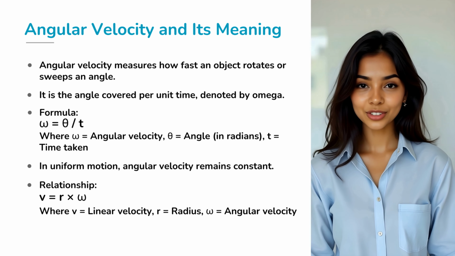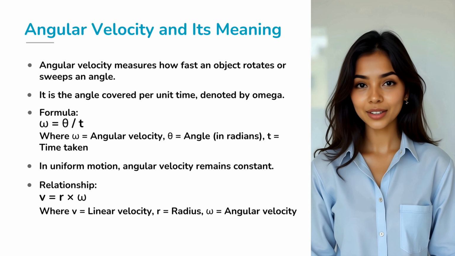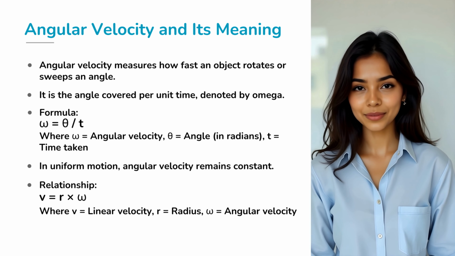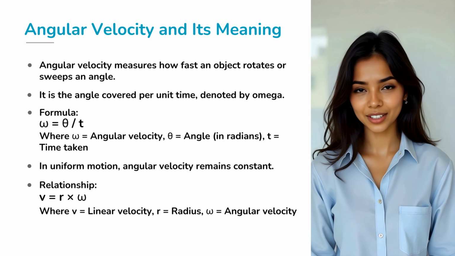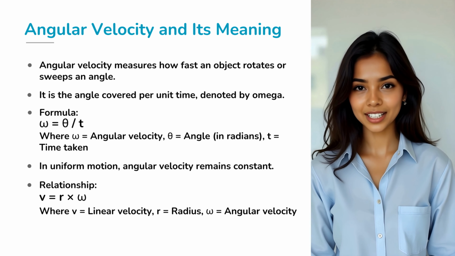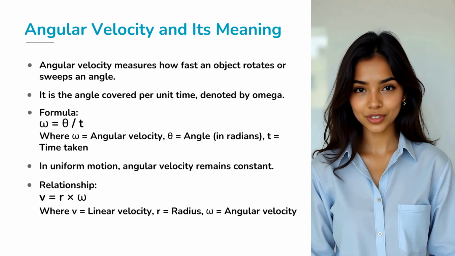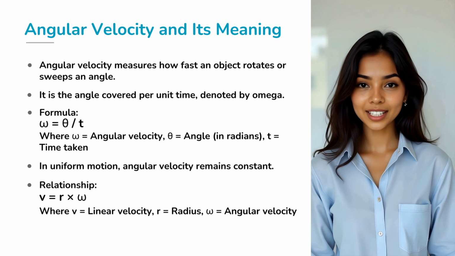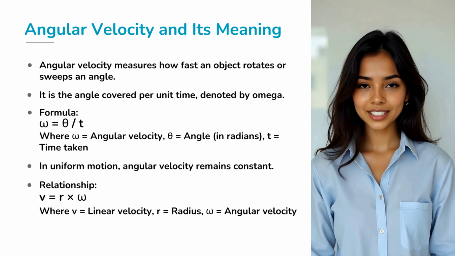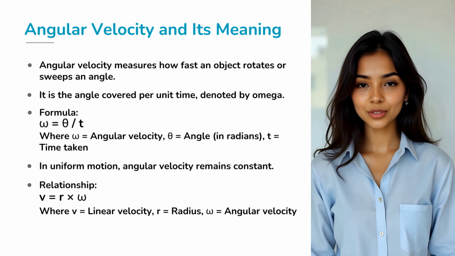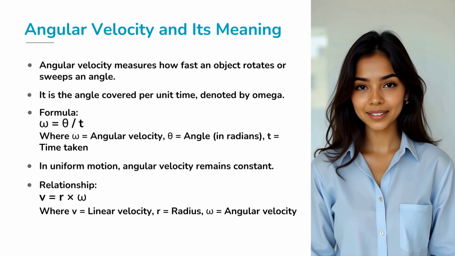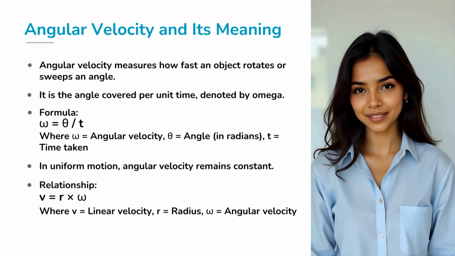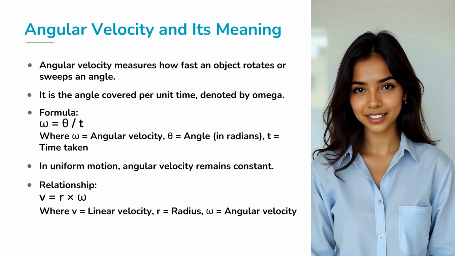Now, in addition to linear velocity, there's another way to describe circular motion, angular velocity. This tells us how fast the object is rotating or sweeping angles. It is denoted by the symbol omega and is calculated as angle in radians divided by time. For example, if an object completes one full circle in 2 seconds, its angular velocity is 2 pi radians divided by 2 seconds, that is pi radians per second.